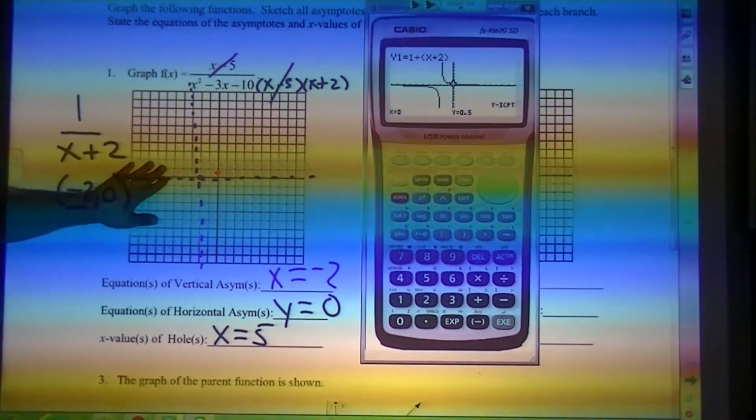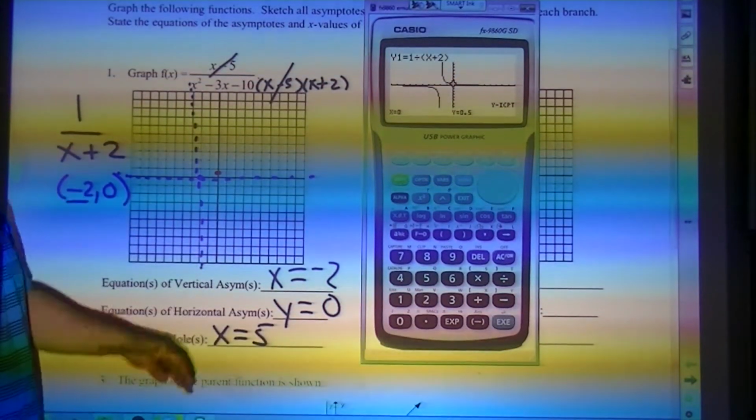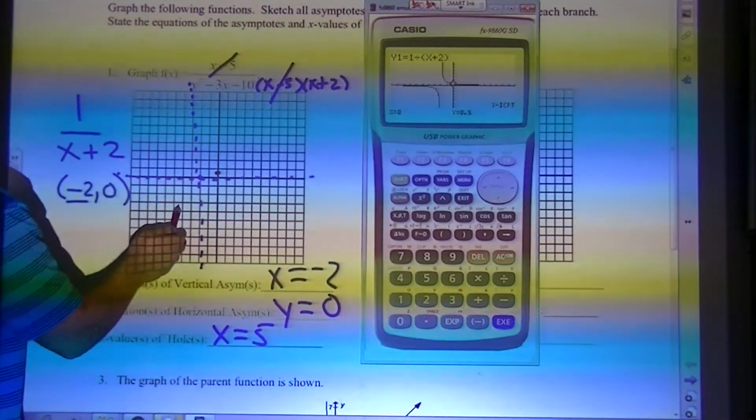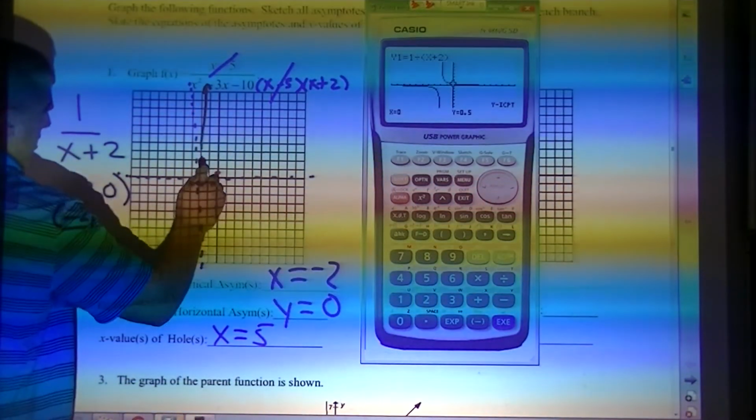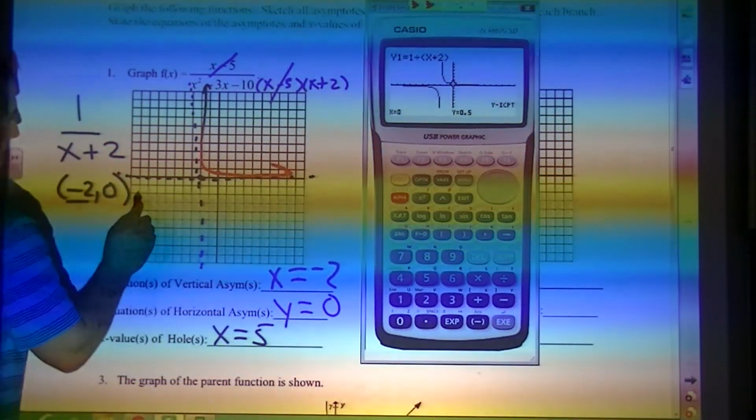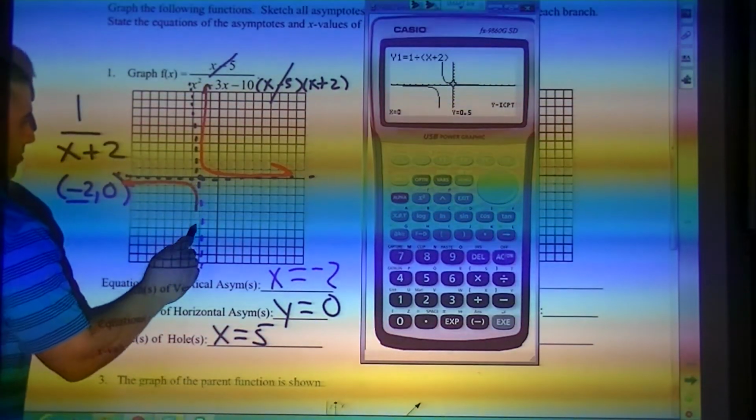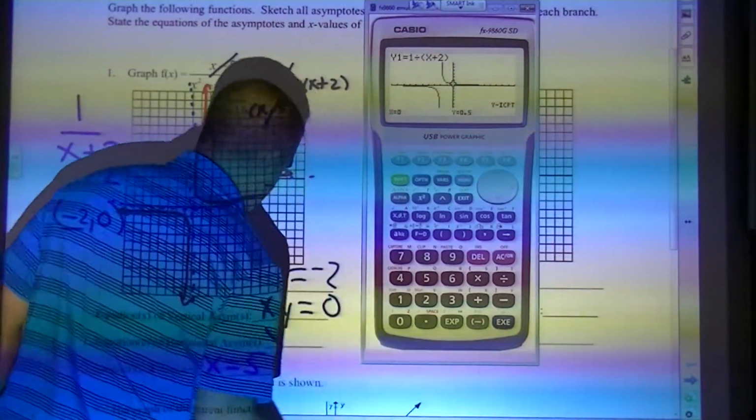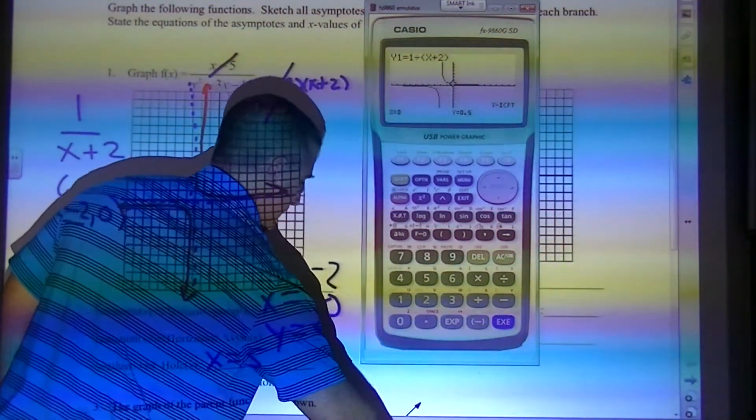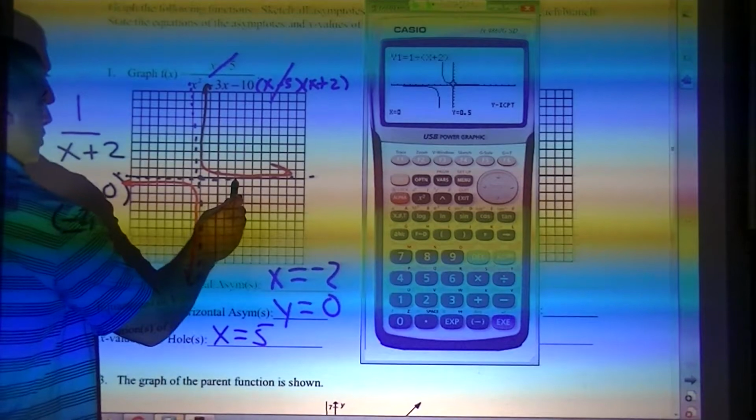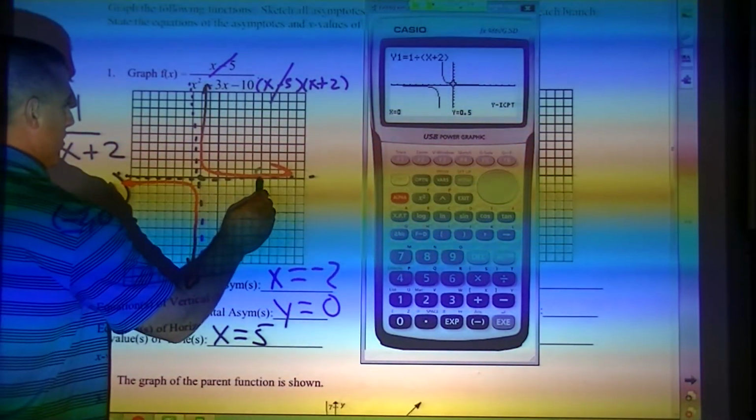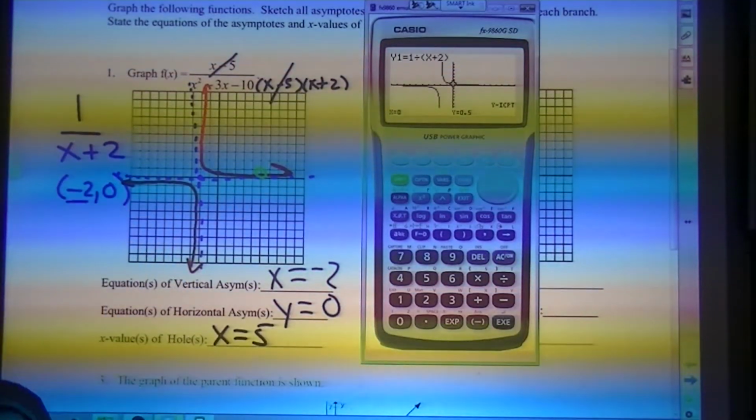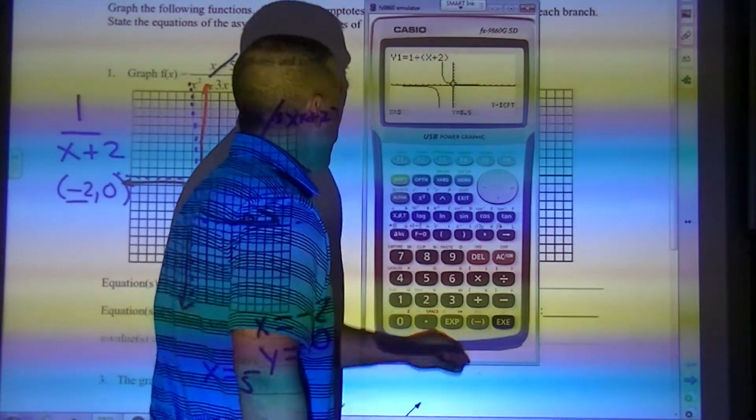As you can see, the graph gets divided into 4 parts. They're going to approach these asymptotes. This is going to go through this point right here, and then this one's going to just go like this and approach this asymptote. Now, because I got a hole at x equals 5, I have to go 1, 2, 3, 4, 5, and I'm going to put a little open circle. Make sure that's on the curve, not on the line, on the curve. So there's my answer for that.